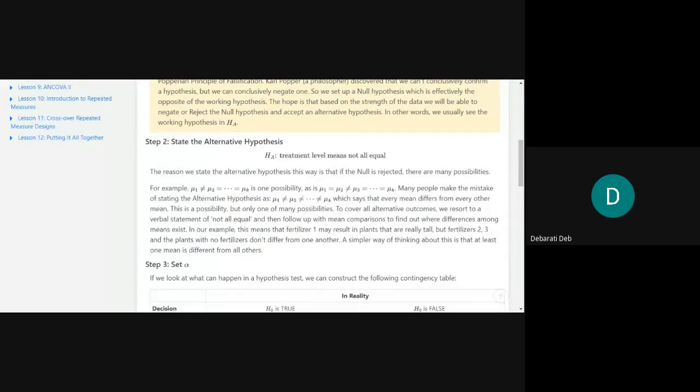So, one possibility can be the first two are only unequal, but the rest of them are all equal. Second possibility can be the mean height of the second group of plants and the third group of plants are only unequal, but rest are all equal. Likewise, it can go on. Like we can also say that mean height of the third group and the fourth group of plants are only unequal, rest are all equal. Like that we can go on. So there can be many possibilities.